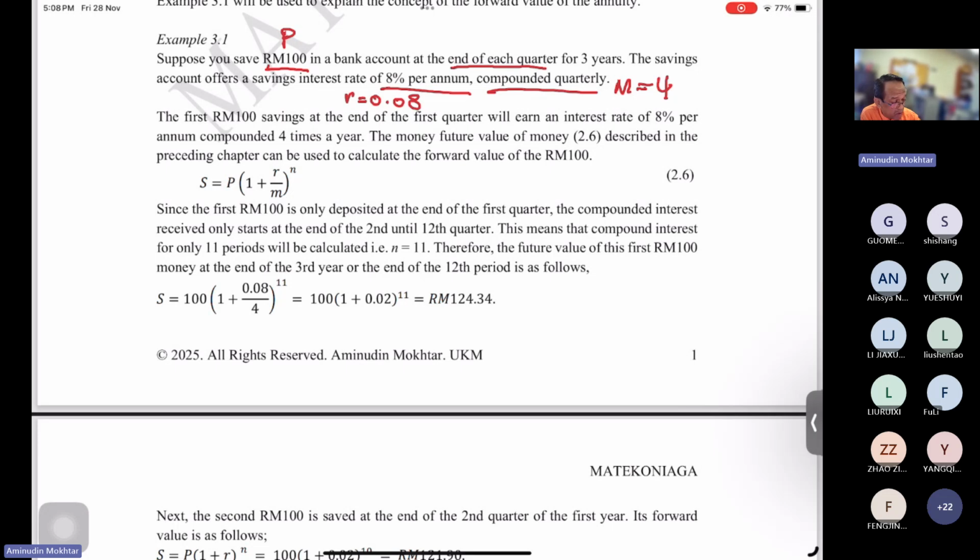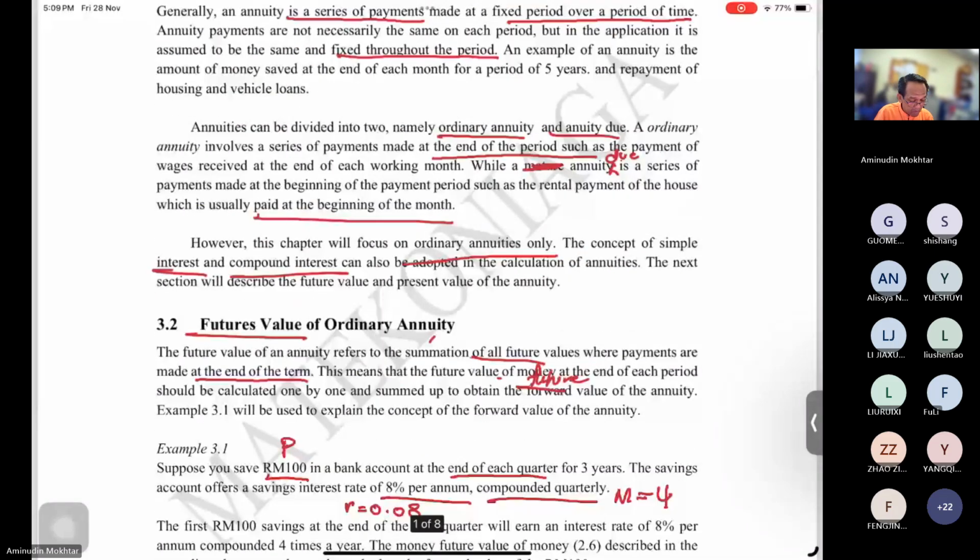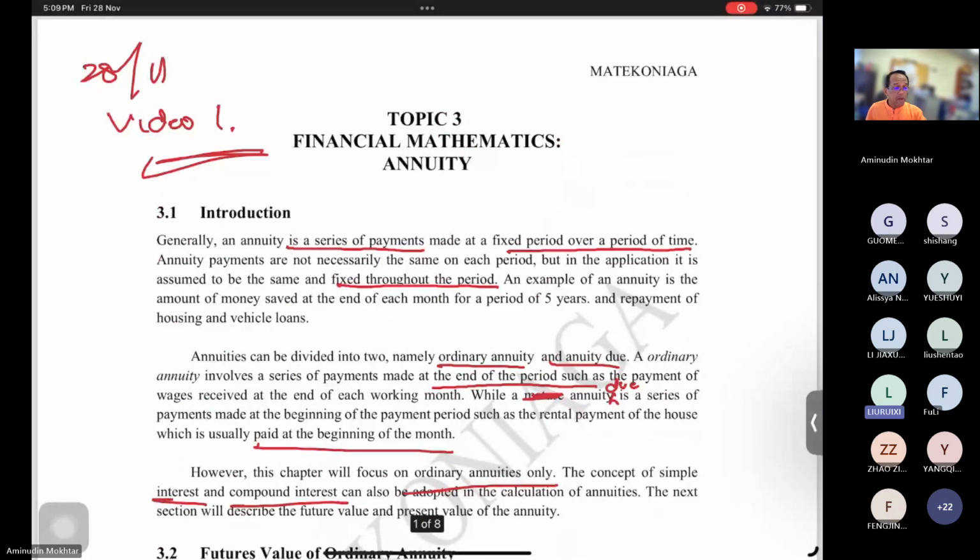Any question before I end this class? No question, doctor. Okay, you have no question, so we can stop here.